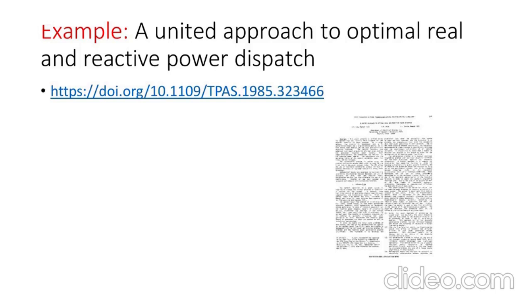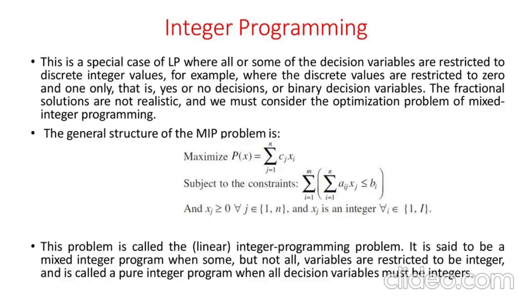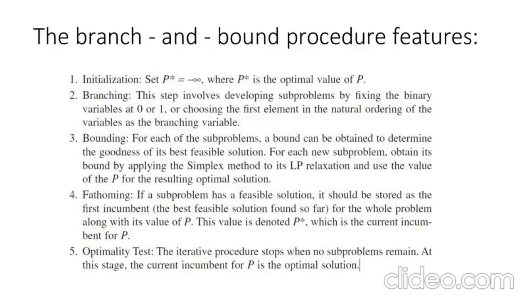And next we are going to discuss integer programming. It is a special case of linear programming where all or some of the decision variables are restricted to discrete integer values. For example, where the discrete value is restricted to 0 and 1, these are yes or no decisions, binary decision variables. First we need to maximize the function p of x, c i x i, subject to some constraints. This problem is called a linear integer programming problem. It is said to be a mixed integer program when some but not all variables are restricted to be integer. Otherwise it is called a pure integer program.